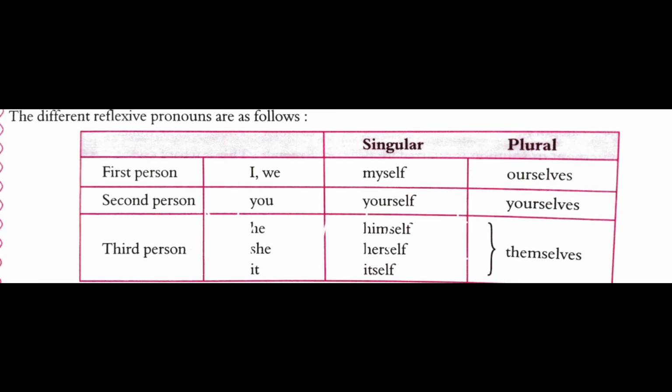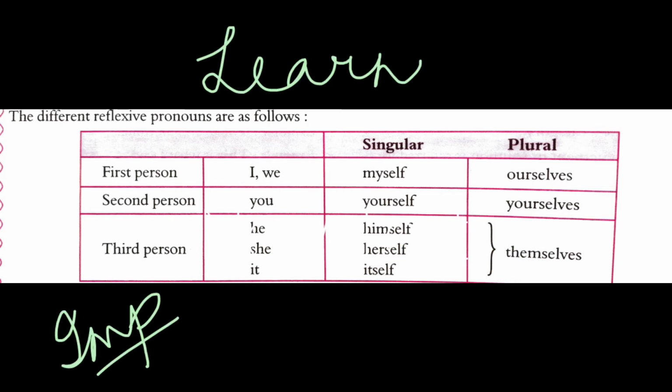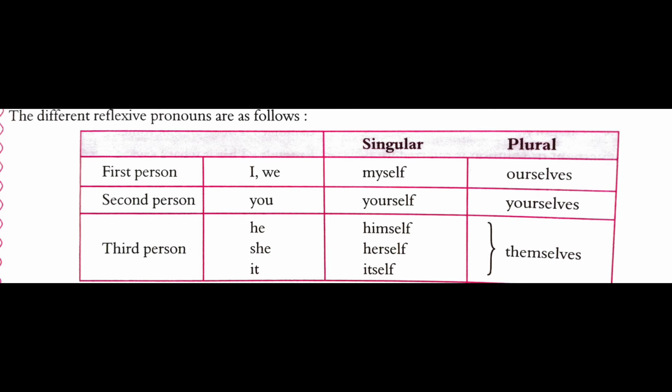The different forms of reflexive pronouns are: first person, I, we, singular myself, plural ourselves. Second person, you, singular yourself, plural yourselves. Third person, he, she, it, singular himself, herself, itself, and plural the word themselves.